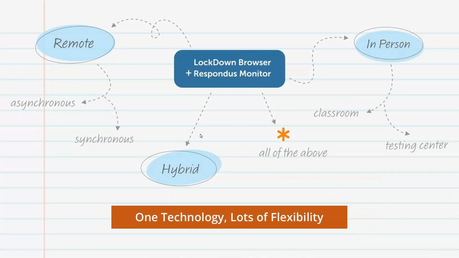So I hope we just saw that flexibility is really at the core of Lockdown Browser and Respondus Monitor. Many different types of online testing occur at colleges and universities, both on and off campus, and both at the same time. So Lockdown Browser and Respondus Monitor can provide one solution and a lot of choices for how and where tests can be delivered, all while protecting the integrity of the exam and creating fair test environments for students.